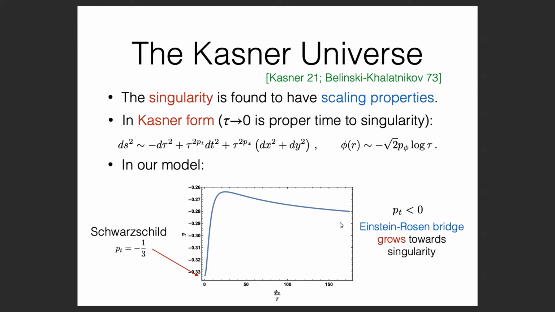So this is a simple instance showing that the Schwarzschild singularity is one point on a curve, and if you deform it, you land up somewhere else. Nothing special about Schwarzschild. So in particular, if you probe the singularity, there's going to be an exponent, and it's not necessarily going to be the Schwarzschild one.